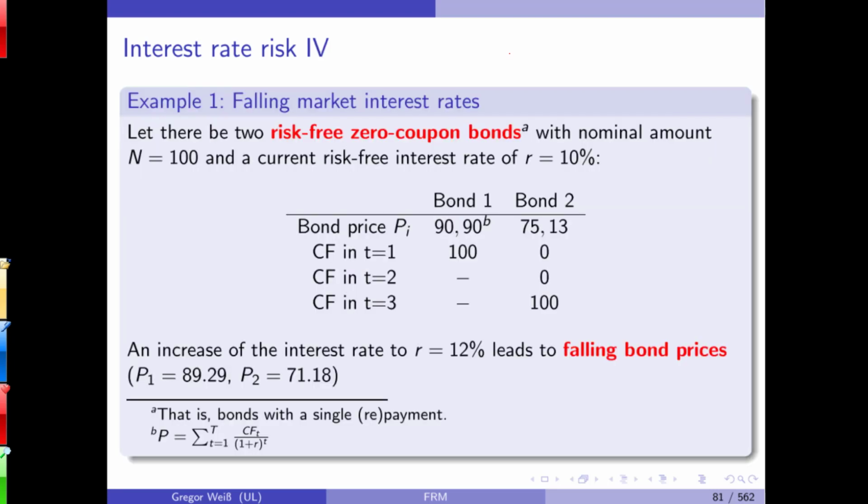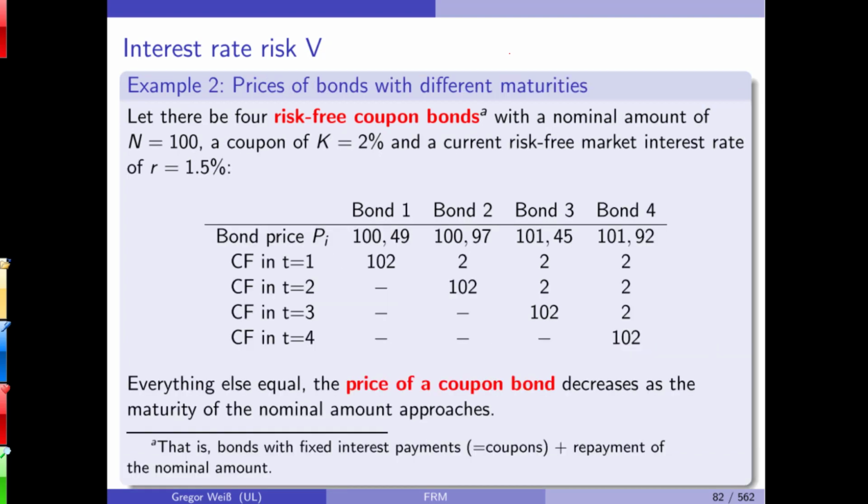A very simple example. Here you have a coupon bond with a nominal amount of 100 and a current risk-free interest rate of 10%. And just like I showed you, you can calculate the net present value of this cash flow. If you take 100 in bond one, you will get an arbitrage-free price of 90.90. If you take bond two, you have 100 and it's 75.13. And if you increase the market interest rate to just 12%, bond prices will go down because you're using different discount factors. If you change the interest rate again to say 8%, you will also have a slightly different price that will be higher.